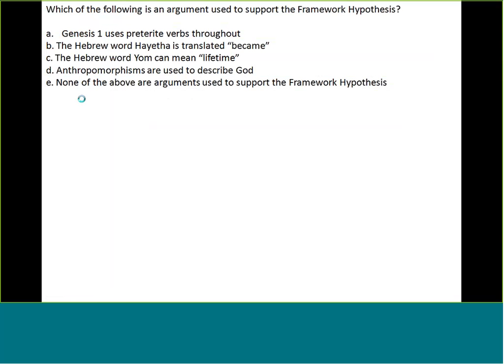This is another question that very few people got correct, and it's taken directly from the book. The question is, which of the following is an argument used to support the framework hypothesis? A, Genesis 1 uses preterite verbs throughout. B, the Hebrew word haytah is translated became. C, the Hebrew word yom can mean lifetime. D, anthropomorphisms are used to describe God. Or E, none of the above.